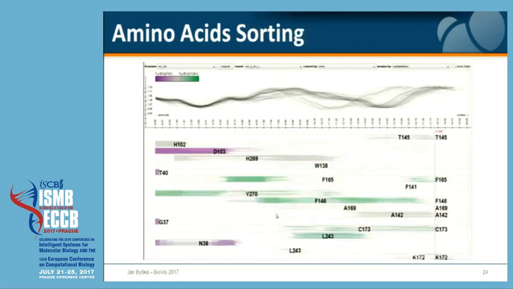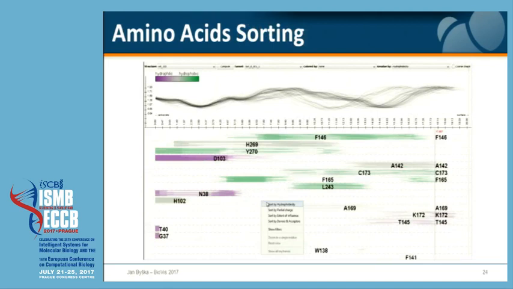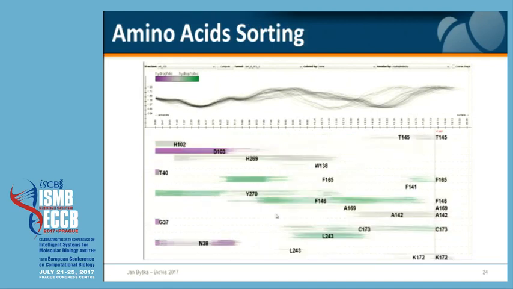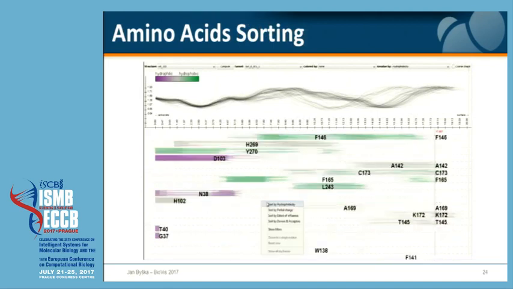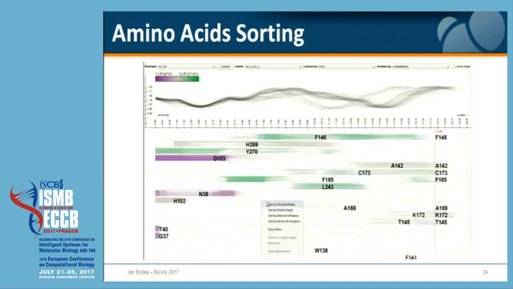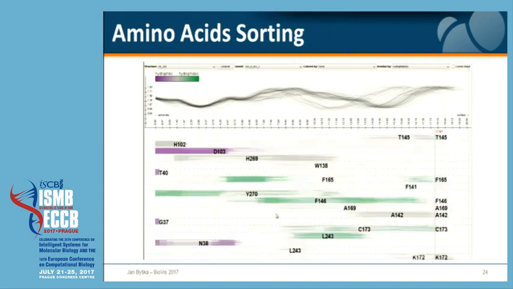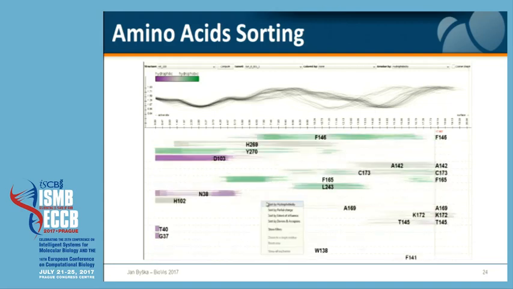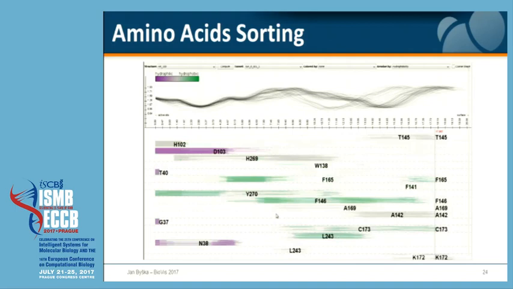The same criteria can also be used for sorting the amino acids. So you can see that amino acids can be sorted by hydrophobicity, so you can see them split into green and violet, or they can be sorted by the importance of the influence. So one more, here it's on the top.